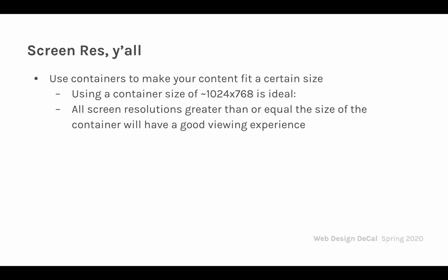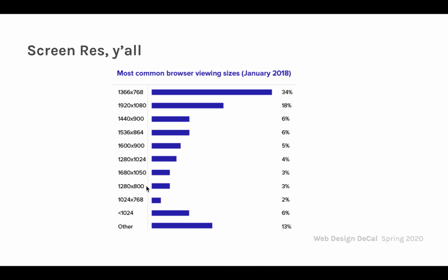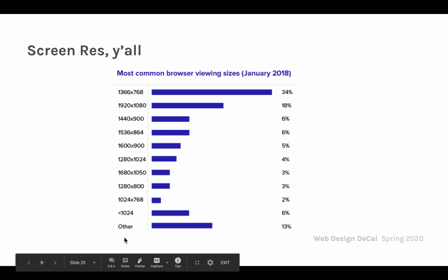What actually helps is to use containers to make your content fit a certain size. Using a container size of 1024 by 768 is ideal because all screen resolutions greater than or equal to the size of the container will have a good viewing experience. If we look back here, we can see that 1024 by 768 is actually one of the smallest. There are some smaller, but I'm going to assume that this is in reference to mobile screen resolutions.